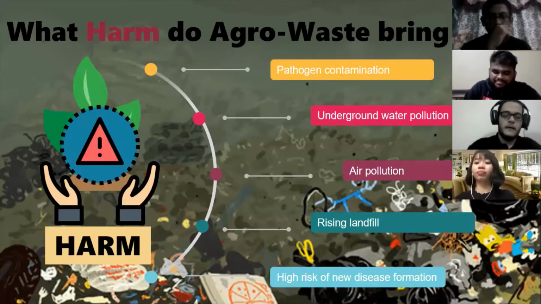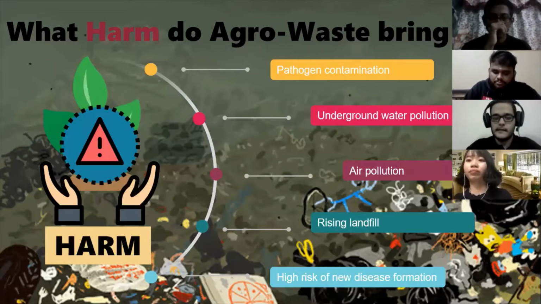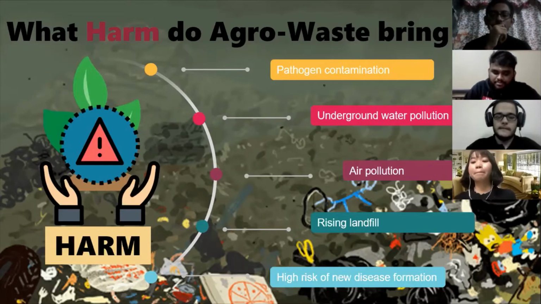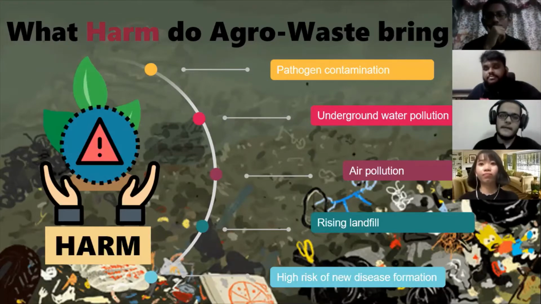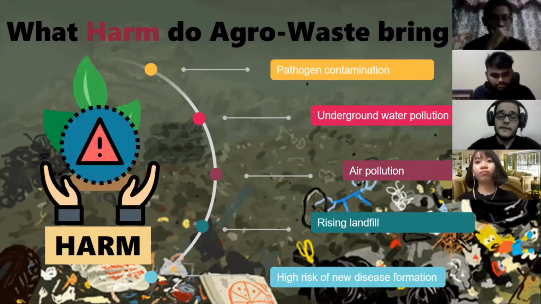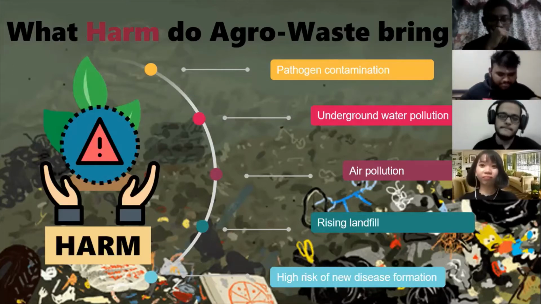The fourth type of harm is rising landfill. As you know, agro-waste is being disposed. For example, in Malaysia, 1.2 million tons of agro-waste is disposed annually, and it is going to increase year by year. This is a bit of a problem for Malaysia because population density is high and the land is limited. Obviously, as you can see recently, rent prices have increased in Malaysia.